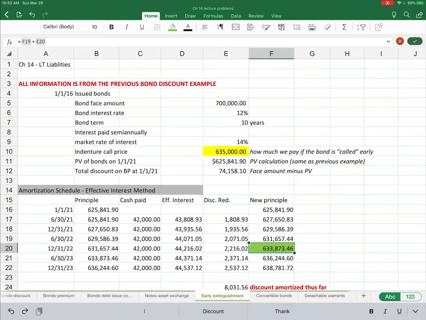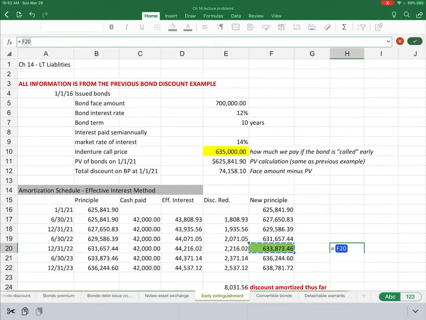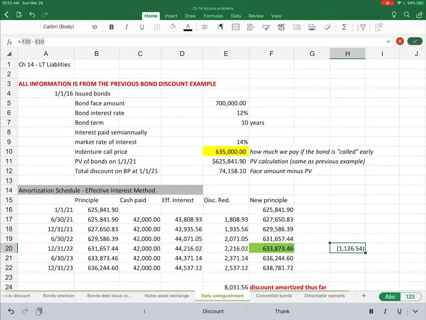What we have to do is understand what our bond value is and how it compares to the amount that we've agreed to pay. Well, our bond value is $633,873. And in our bond indenture, in our contract, we agreed that if we were going to retire early on January 1, 2023, we would pay $635,000. So notice there is a negative $1,126 difference between the amount that our bond is worth right now and the amount that we are paying. We are actually paying more than what the bond is worth.